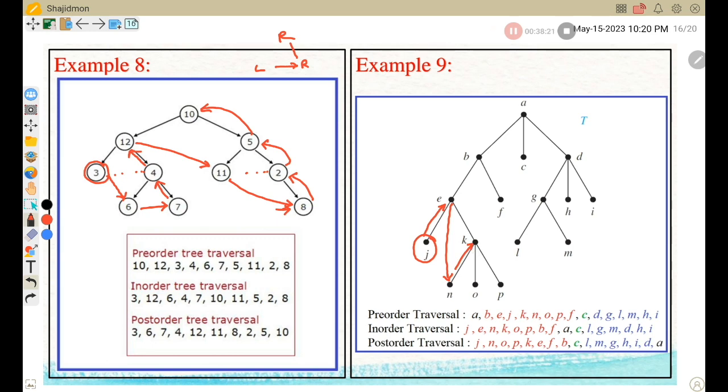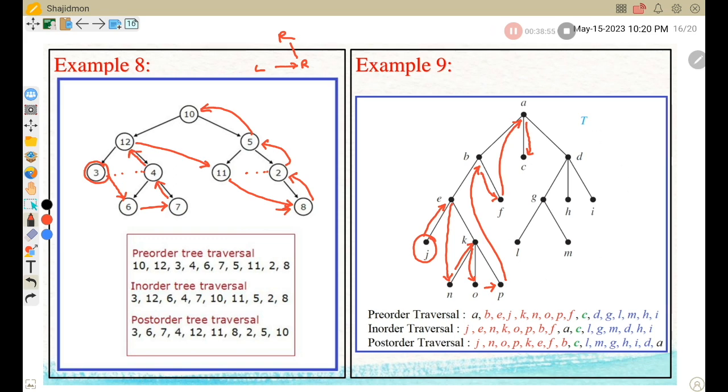Then we need to go to the right vertex. What are the right vertices? So O and P, correct? O and P. After P visiting we need to go to the parent here, that is B. Then after B we need to go to the right, that is F. So that's the left subtree we finished now. Now we need to go to the parent root vertex, main root, that is A, correct? Now from root A we need to go to the second subtree, that is C. So C also finished now.